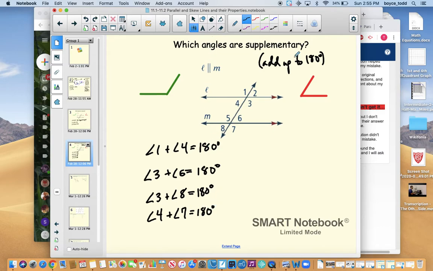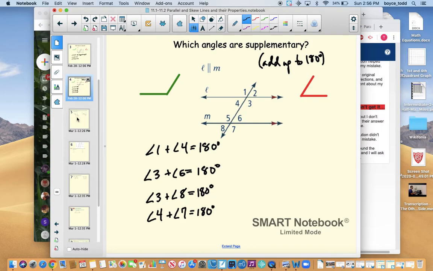Right, so remember, supplementary means which ones add up to 180. Anytime you have two angles that make a straight line, and one of the angles is congruent to another, like in the case of 4 and 7, you can conclude that they add up to 180. All right, so moving along here.